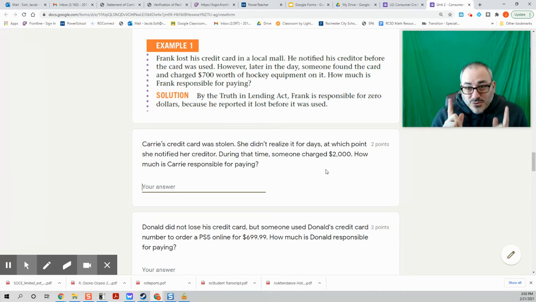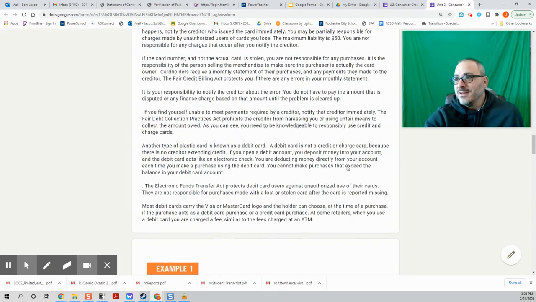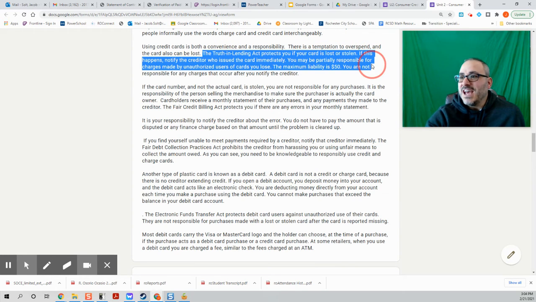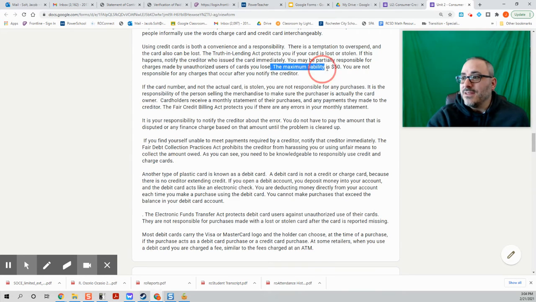All right, well, if you recall, she's going to be partially responsible for this, but she doesn't have to pay the whole $2,000. So remember this over here. The Truth in Lending Act protects you if your card is lost or stolen. If this happens, notify the creditor who issued the card immediately. You may be partially responsible for the charges made by unauthorized users of cards you lose. However, the maximum liability is $50, right? You are not responsible for any charges that occur after you notify the creditor.